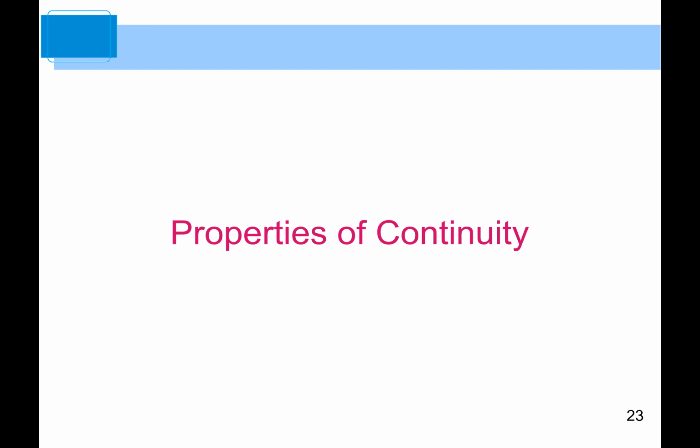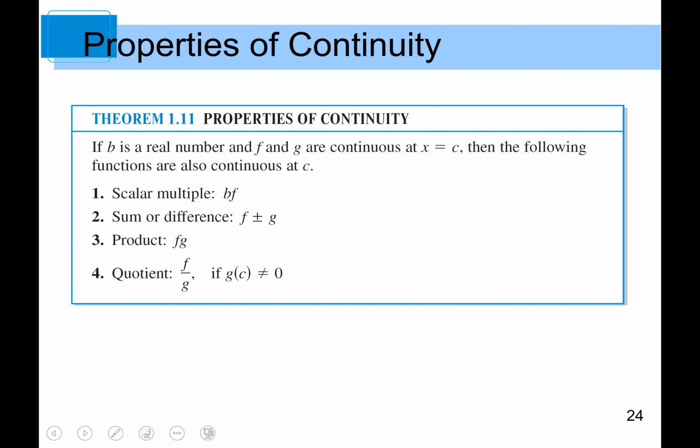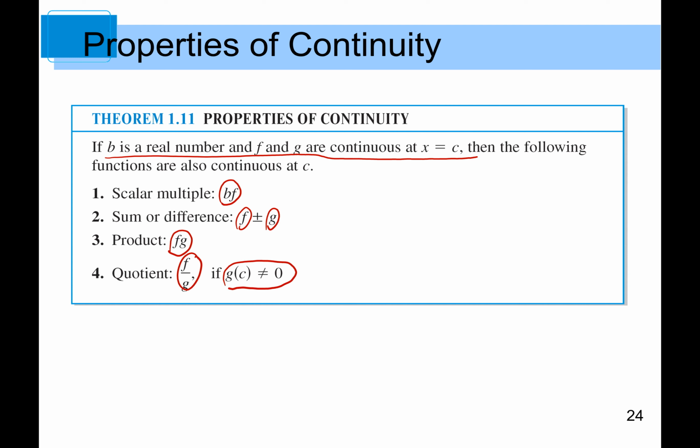Let's take a look at the properties of continuity. These are very basic properties for continuity. If b is a real number, and f and g are continuous at x equals c, then the following functions are also continuous at c. First one is the scalar multiple, b times f. Second one is the sum and difference of two functions, f and g. The product is also continuous at x equals c, and the quotient f over g, but we need to make sure g of c is not equal to 0. It's also continuous at x equals c.